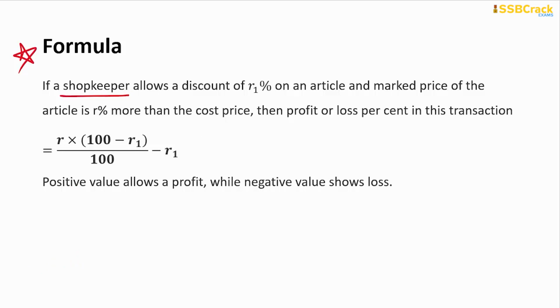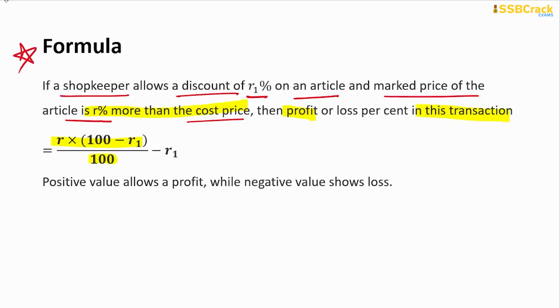If a shopkeeper allows a discount of R1% on an article and the marked price of that article is a certain small r percent more than the cost price. Understand this line. When a certain discount percent R1% is already allowed by the shopkeeper, but the marked price of the article is r% more than the cost price of that article, then either the profit or loss in this transaction we calculate with this formula.